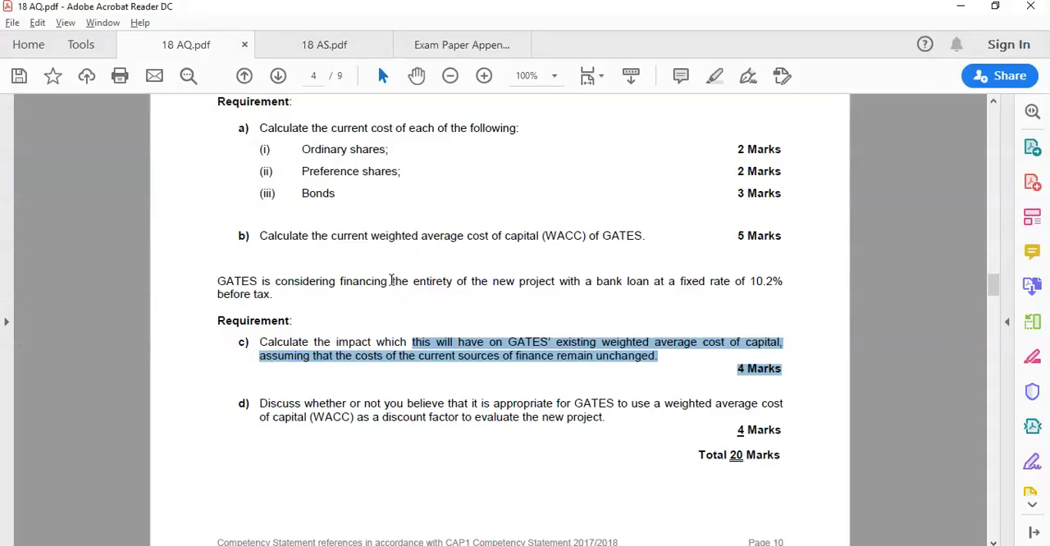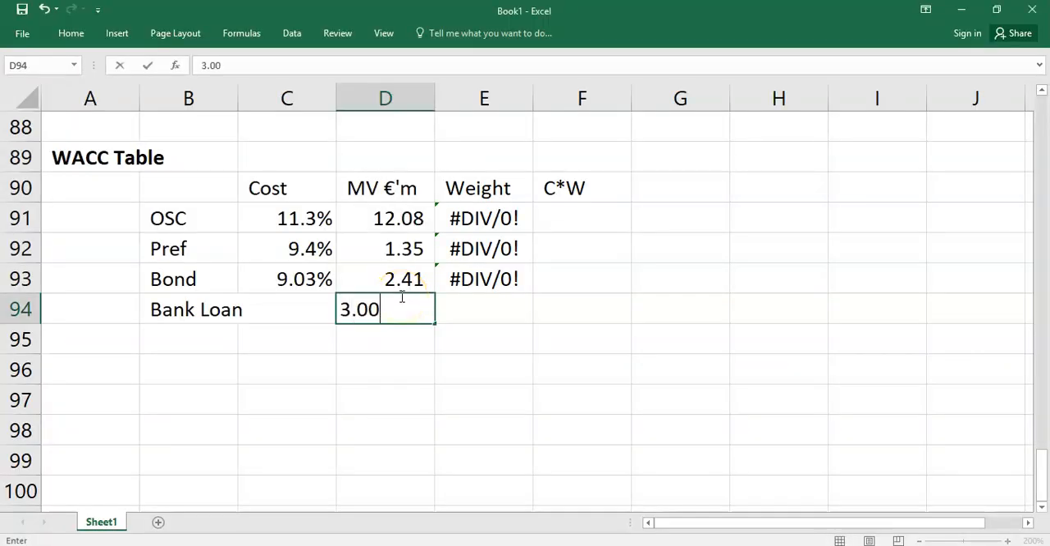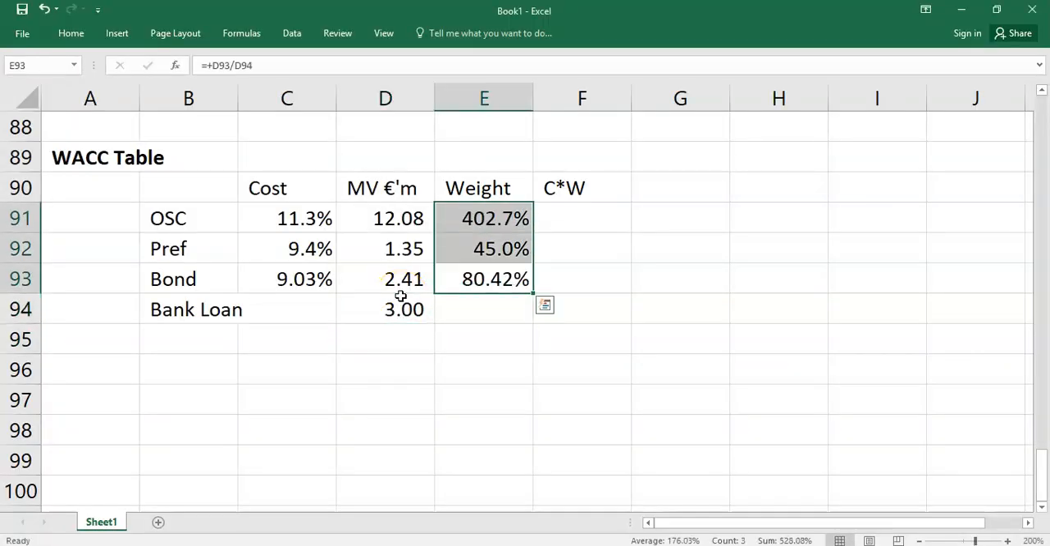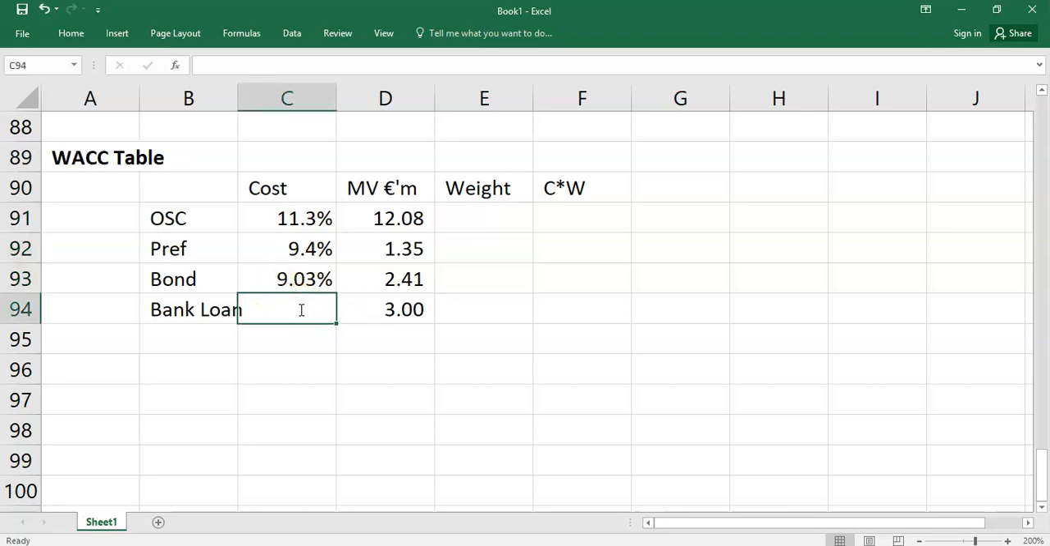Its market value is just going to be 3 million. Right, so I'll get rid of those weights a second. Its market value is going to be 3 million because that's the book value that you're putting the investment in. And its cost, just be careful, its cost is going to be 0.102, 10.2% times 1 minus the tax rate. Because remember, if it's a bank loan, interest on debt will be tax deductible. So the actual net cost after tax, if I tidy it up, is 8.67%.